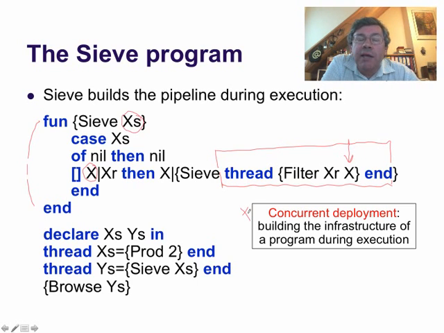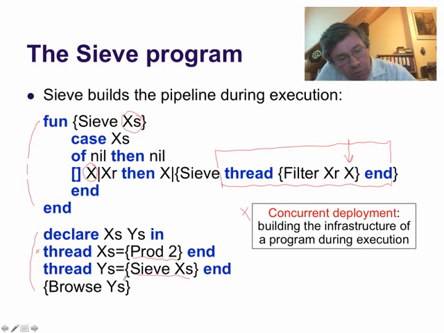So we're deploying the system at the same time as we're executing it. We're building the infrastructure of a program during its execution. And here's the main call. So we do a first agent here, which is the good old prod agent, the producer from last lesson, which creates integers starting from 2, and then there's the call to sieve. And then we will just display ys, and this will display the list of prime numbers.